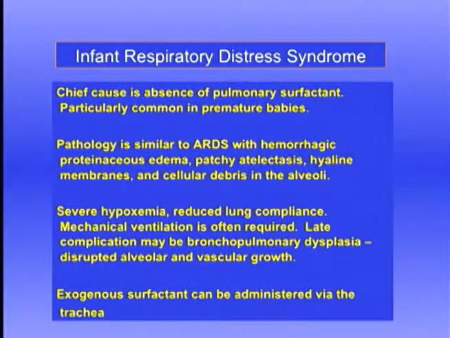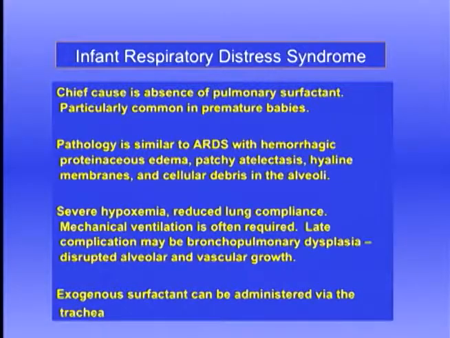Let's move now from the adult respiratory distress syndrome to the infant respiratory distress syndrome, which in some ways is a little bit similar. However, the cause is different. The chief cause is the absence of pulmonary surfactant. And you'll remember from the previous sessions where we talked about surfactant that the surfactant system develops late in fetal life. And so babies who are born prematurely may well be born before the surfactant system has completely developed.